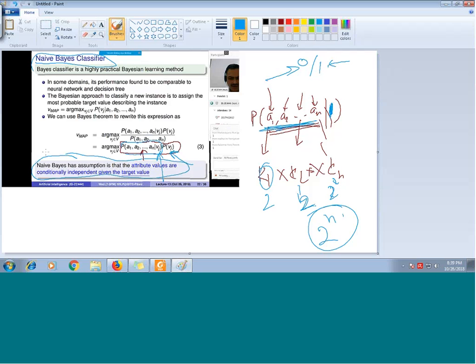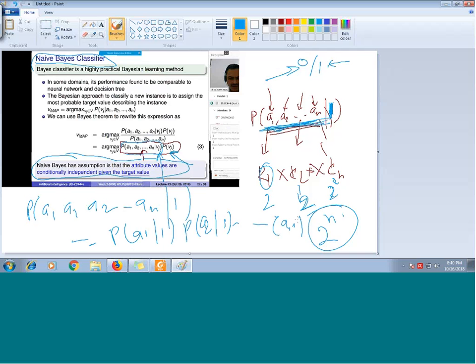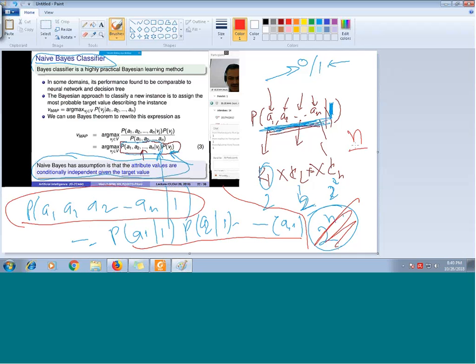It means that if I specify that here it is 1, then these values are independent. What does it mean? If the values are independent, I want to find their joint probability. It means the probability of A1, A2, A3, ... An given 1 is equal to the probability of A1 given 1, times the probability of A2 given 1, and so on up to An given 1. Oh, it is a very interesting thing. If I want to find this probability, I have to take only n values, as opposed to 2 to the power n values.